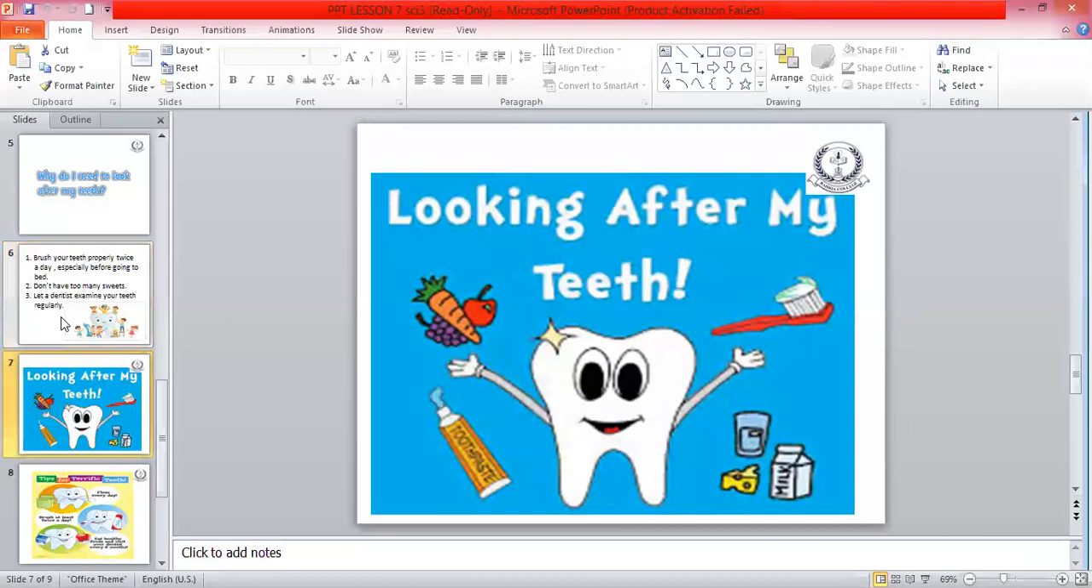Looking after my teeth. Now look at these things. This happy tooth is having some things around him. So what are these? Look at this first one. A toothbrush and a paste. That's the most important thing. Brush your teeth twice a day. And especially before going to bed.